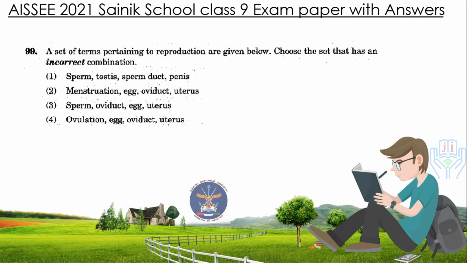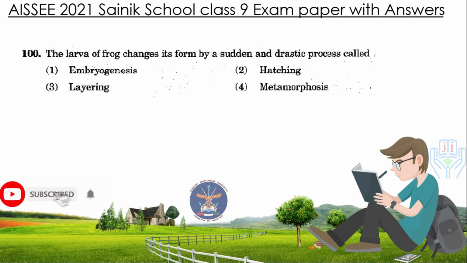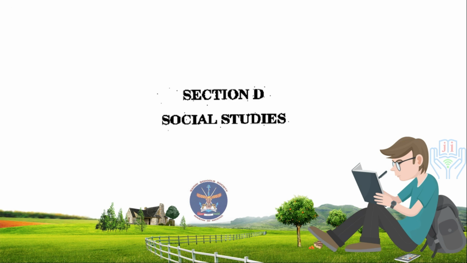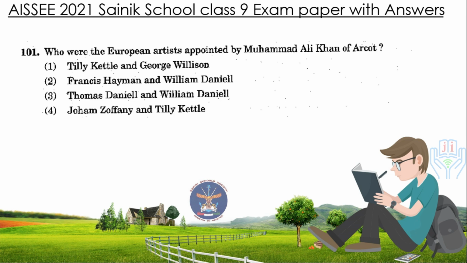A set of terms pertaining to reproduction are given below. Choose the set that has an incorrect combination. Sperm, oviduct, egg, uterus. The larva of frog changes its form by a sudden and drastic process called metamorphosis. Section D, Social Studies. Who were the European artists appointed by Muhammad Ali Khan of Arcot? Tilly Kettle and George Willison.